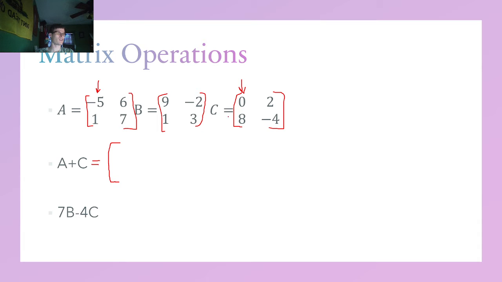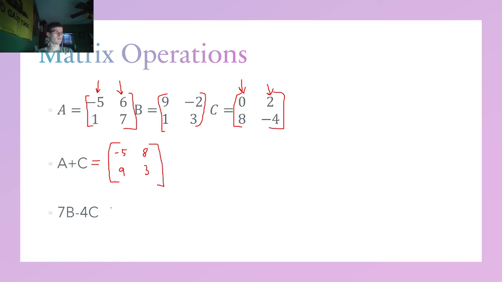So -5 plus 0 gives me, well, -5. Next corresponding terms are 6 and 2. 6 plus 2 gives me 8. 1 plus 8 gives me 9. 7 minus 4 gives me 3. Okay? So you just look at the term, compare it to the corresponding term in the same location, and perform the operation. Okay? So that is your answer for that one.